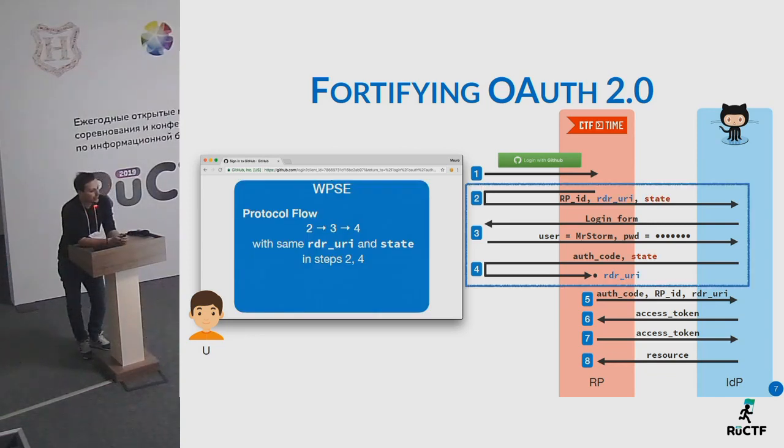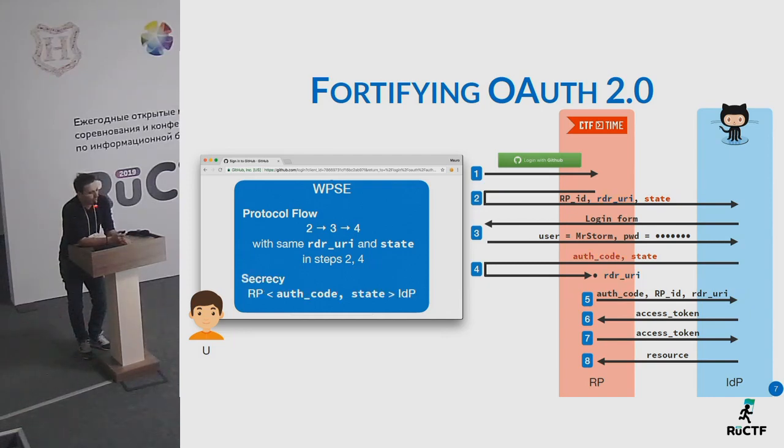So what does a WPSE policy for this protocol look like? Essentially, regarding the protocol flow, we are just saying that the messages of the protocol should have the form of the messages 2, 3, 4 that I've shown here in the slide. And as an integrity guarantee, we require that the redirect URI and state parameters are the same in message 2 and message 4.